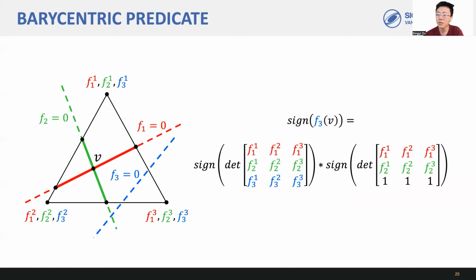The sign can be determined by the signs of the determinants of two matrices, as shown here, which involve only values at triangle vertices. We call this predicate the barycentric predicate, and it's designed for geometry defined implicitly by barycentric interpolation. The predicates for intersection points of fewer or more level sets have similar forms. For material interface, we replace the function values in the matrices by differences between pairs of values. Please see the paper for details.